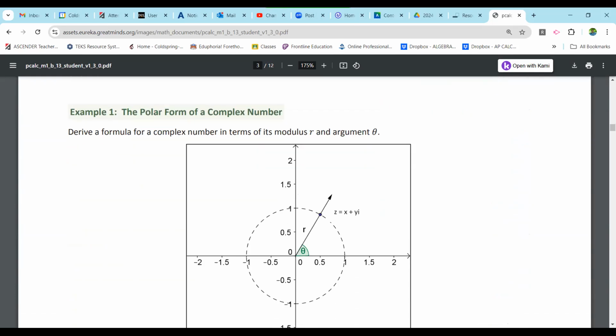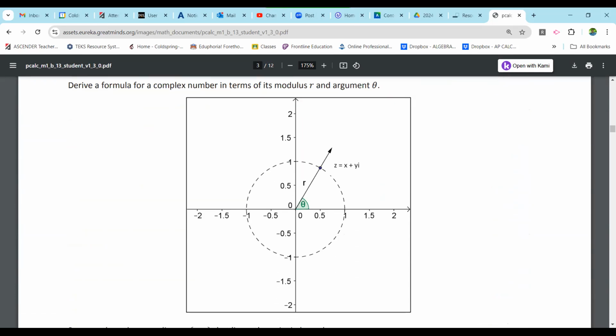So let's look at an example. We're going to derive a formula for a complex number in terms of the modulus r, which we just talked about is the hypotenuse, is the vector, it's the distance, right? All of those things. And the argument theta.